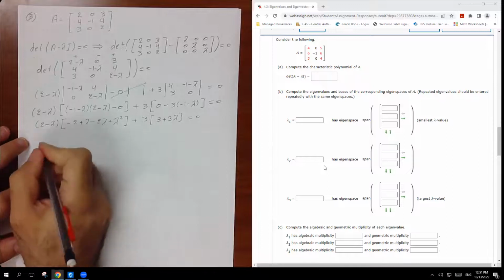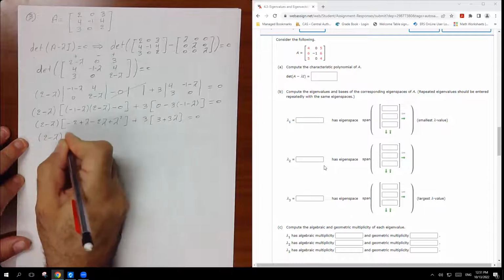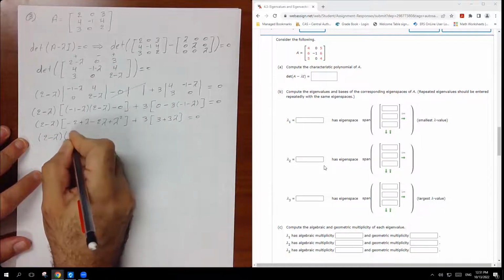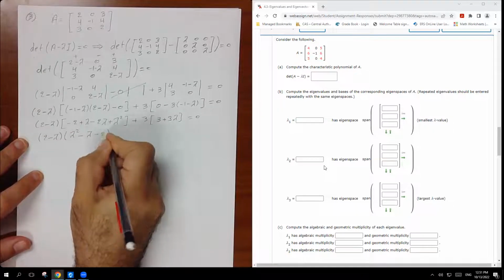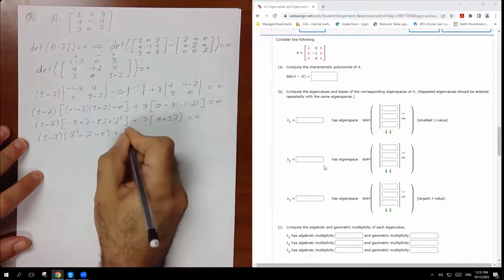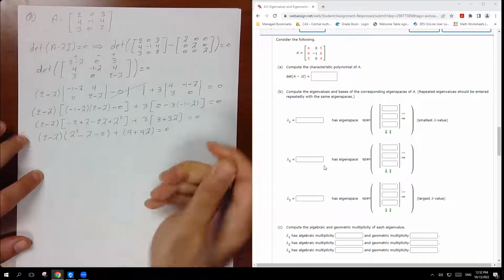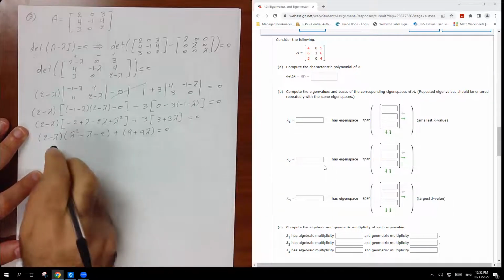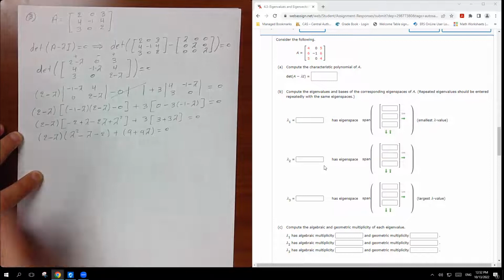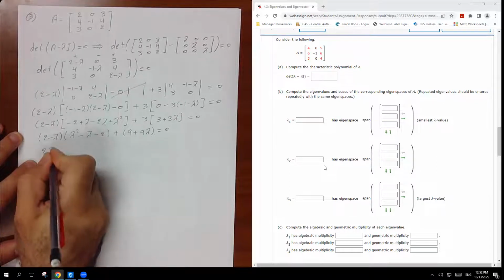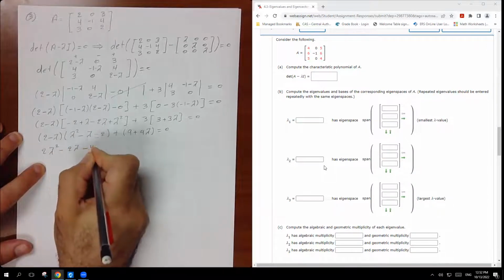Then the next step, combine everything here together. So it's going to be 2 minus lambda, and here is going to be lambda squared minus lambda minus 2. Plus, distribute the 3. It's going to be 9 plus 9 lambda equals 0. Now we're gonna distribute here, and the rest we're gonna add with this one. So here is going to be 2 lambda squared minus 2 lambda minus 4.